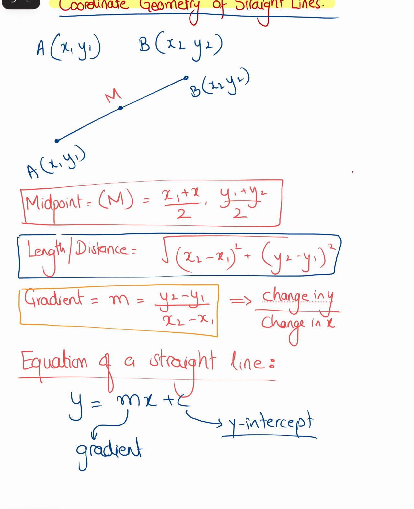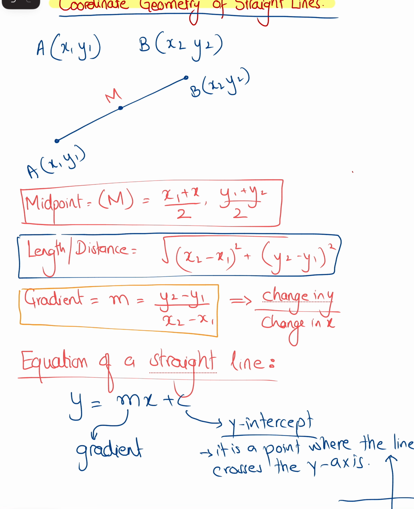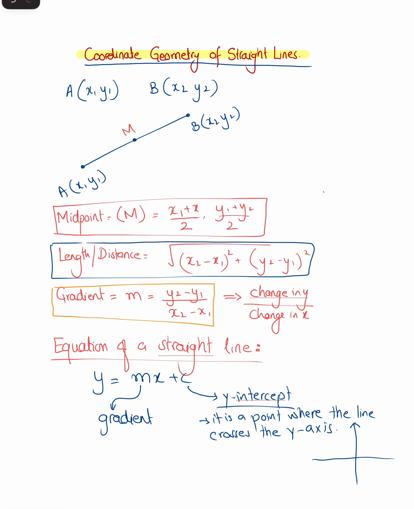And what does y-intercept mean? It is a point where the line crosses the y-axis. And what I mean by that is, for example, you have a graph like that, and you've got a line passing through it. There we go, that's a straight line. This point here is your c.